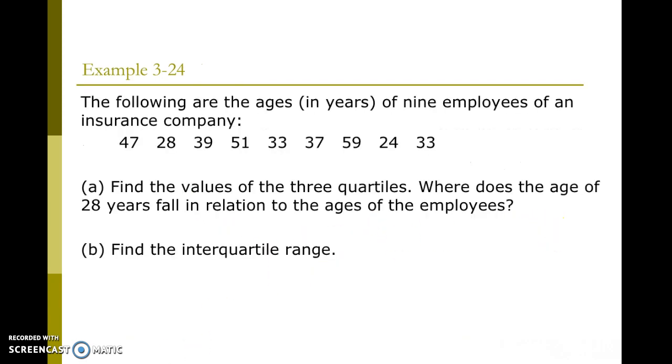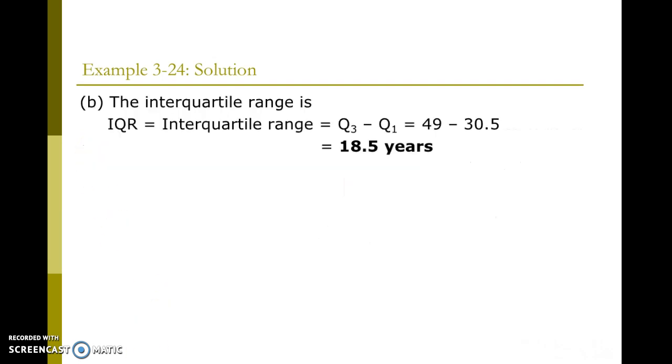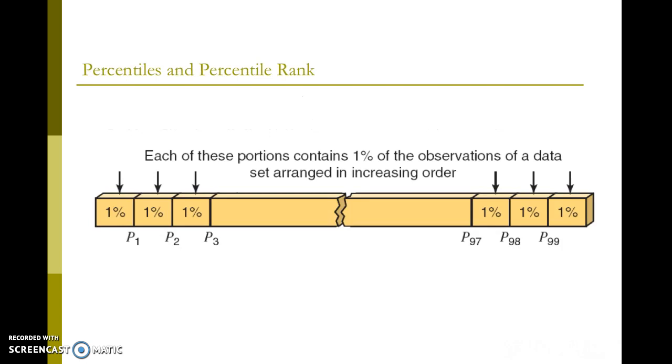The question said, whoops, too far. Where does 28 fall? And of course, we can see 28 down here. If this is quartile 1, 28 is actually in the bottom 25% of all ages. So that person is fairly young for the company. The interquartile range is calculated by just subtracting quartile 3 minus quartile 1. We get 18.5 years. So hopefully finding quartiles and interpreting what that means when you're looking at a data set is making sense.